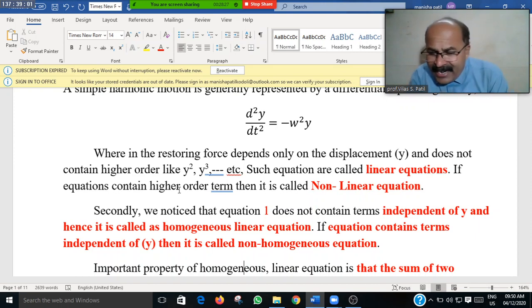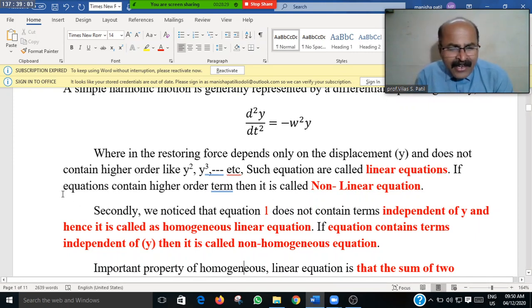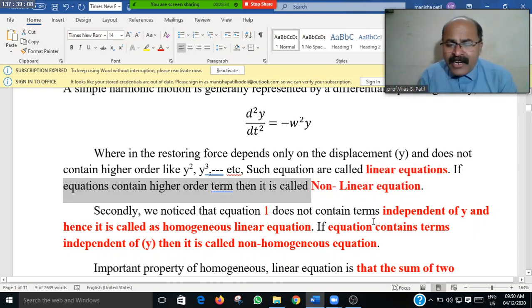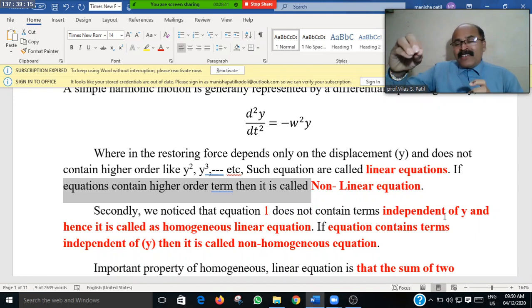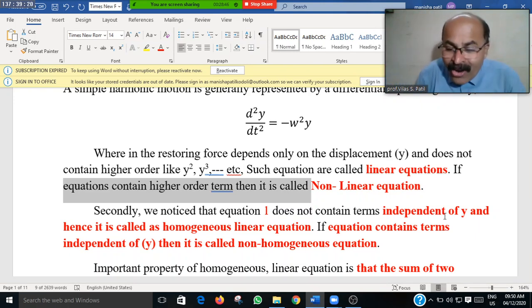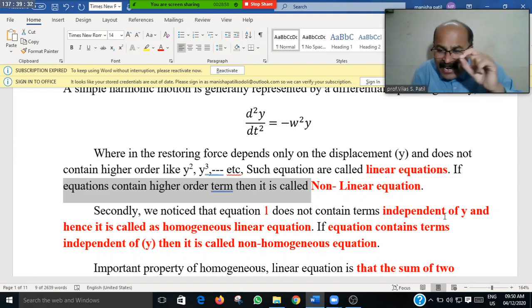Next line: if the equation contains higher order terms, then it will be known as a non-linear equation. If a higher order of the displacement is contained in the differential equation, that equation is known as a non-linear equation. If only y raised to 1 appears, and y raised to 2, y raised to cube are not contained, that equation will be known as the linear equation.